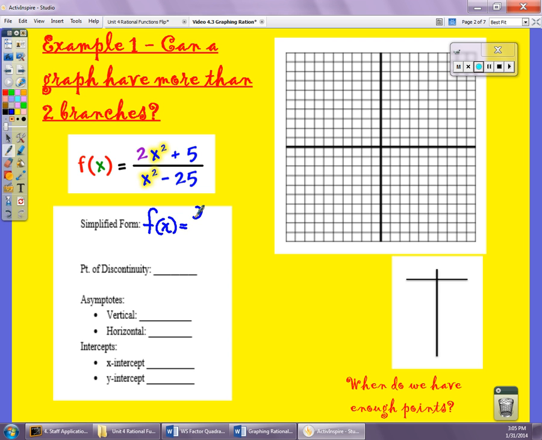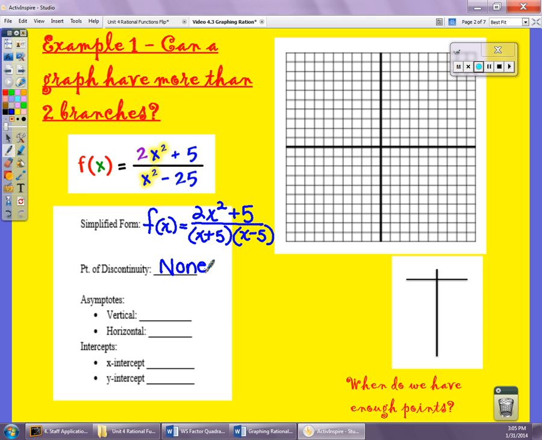Notice that our function here does not factor on top. However, it does factor on the bottom. That's a difference of squares, so we get (x plus 5)(x minus 5). Now, it has factored, but nothing has canceled. Therefore, we know we have no point discontinuity on this graph. Of course, we have other types of discontinuities. We have asymptotes, and those are infinite discontinuities.